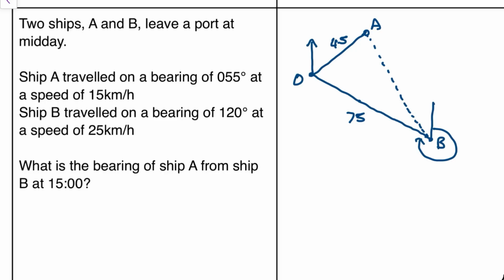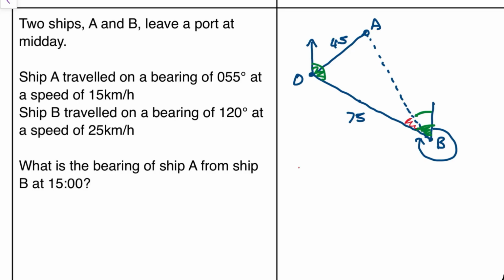Now my approach is going to be, I'm going to work out this angle here. I know this angle here because it's co-interior with this angle here. So I know what that is. So therefore, this angle here is going to be the difference between the two. Then 360 minus that is the bearing that I need. Okay, we've got that. Let's start working out this bit by bit.